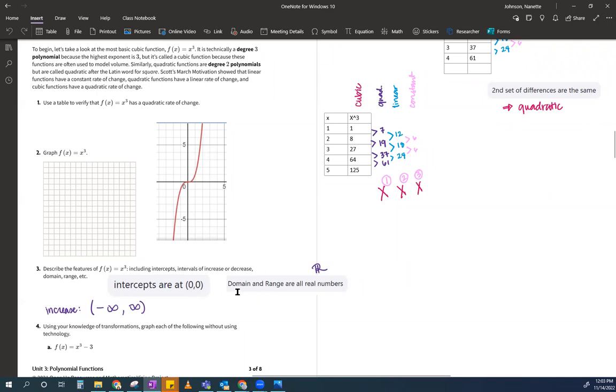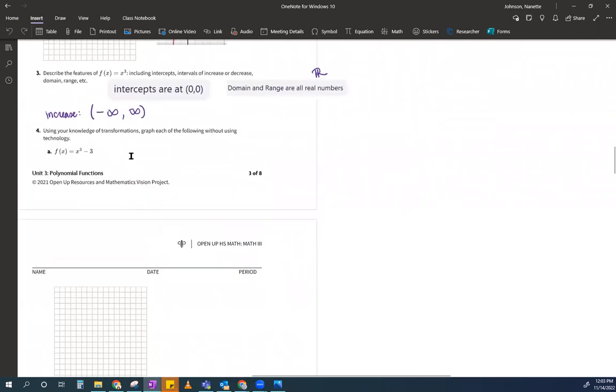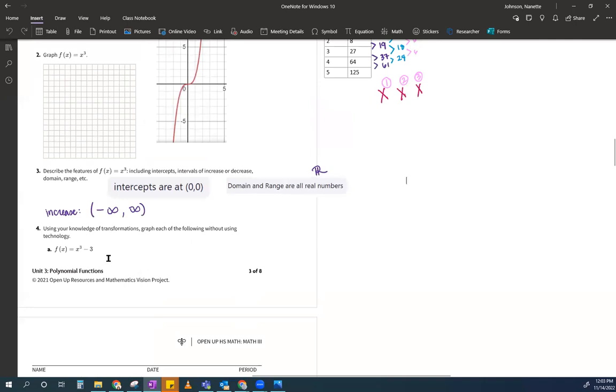Domain and range. Domain is look left to right. Range is look from bottom to top. Okay, so now that we've done that, I can go relatively quickly. It says use your knowledge of transformations and graph each of the following without using technology. Now, can you use technology to check your answers? Absolutely. But I want you to explain to me what these numbers actually do to this.